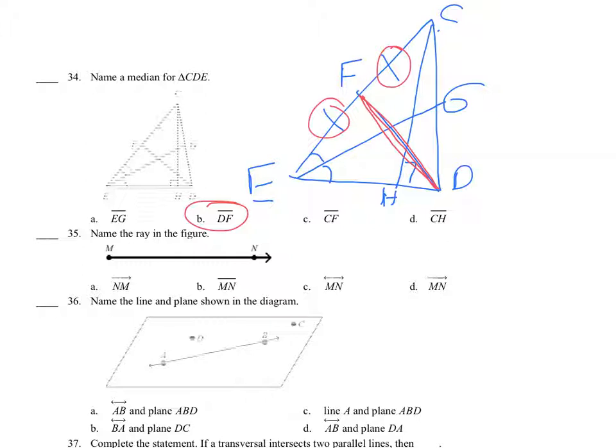Okay, name the ray in the figure. Remember that a ray always is going to start with the endpoint. So we have M and another point on the ray, N. So MN. This would not be a time we could write this as NM. It would definitely have to start with M.